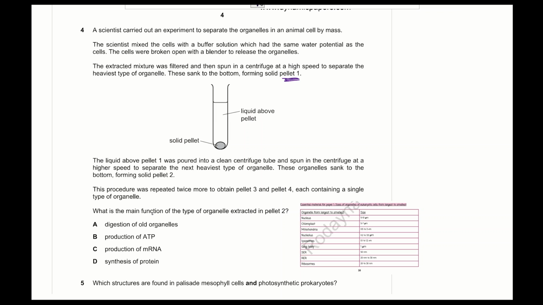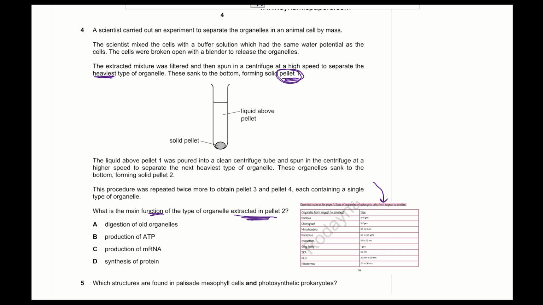What is the main function of the type of organelle extracted in pellet 2? So, the theory behind how to actually answer this question is we must know the size of organelles. Now, here it says formed pellet 1. We must know that pellet 1, because it separates the heaviest type of organelle, is going to be the heaviest organelle. And this table is from our free topic 1 notes in the website.